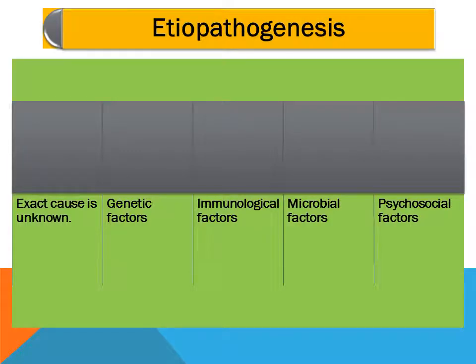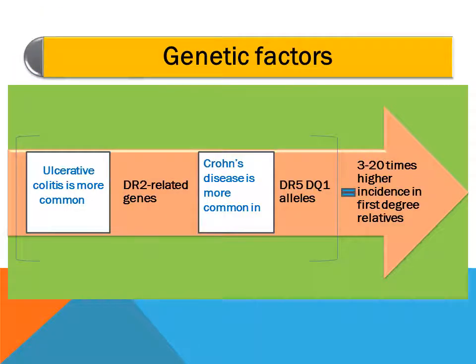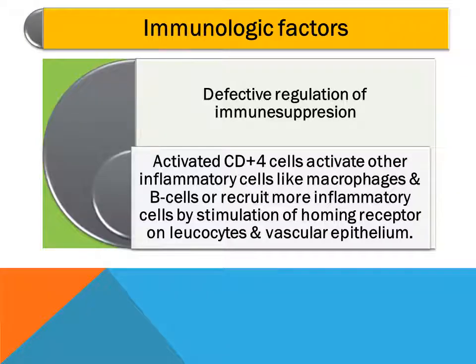There are certain genetic factors, immunological factors, microbial factors, and dietary factors. As far as the genetic factors are concerned, ulcerative colitis is more common in DR2 related genes. Crohn disease is more common in DR5 DQ1 alleles. There is a 3 to 20 times higher incidence in first degree relatives.